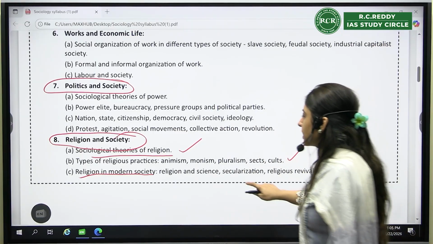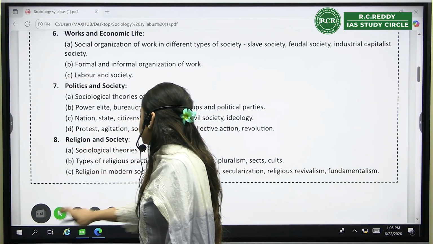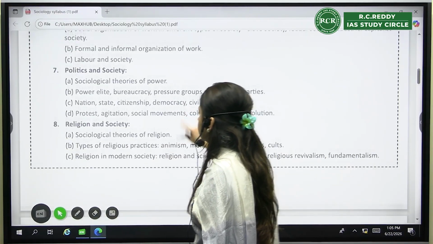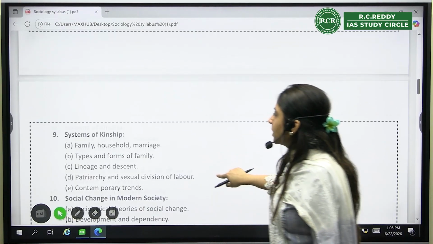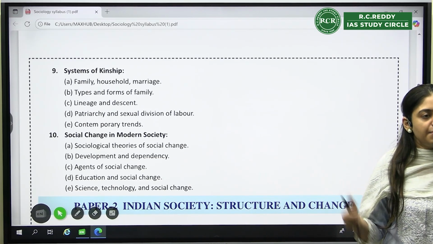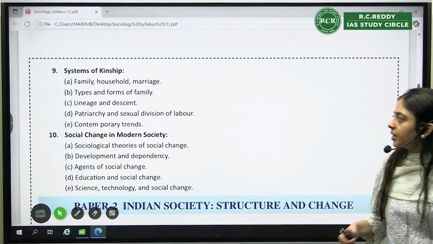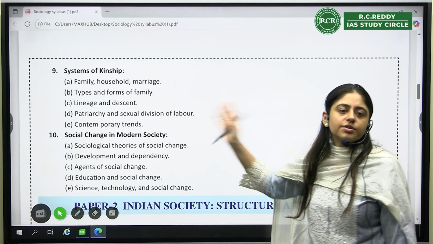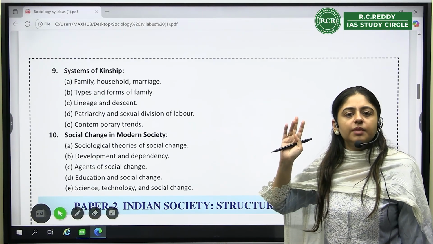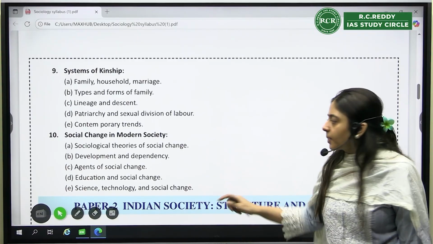So, like this, next, religion and society will be your systems of kinship. Here we will study family, marriage, kinship, patriarchy as a concept. Right? Again, very interesting. Interesting, why I'm saying, because you see these things every now and then. Now you will know the reason.